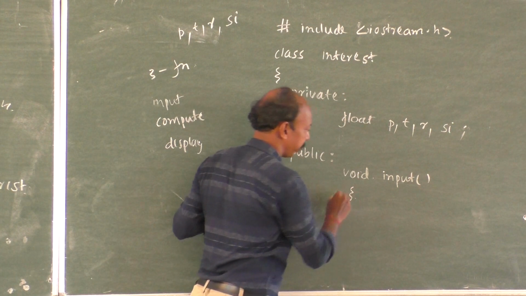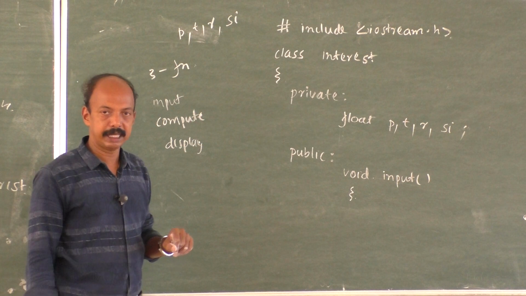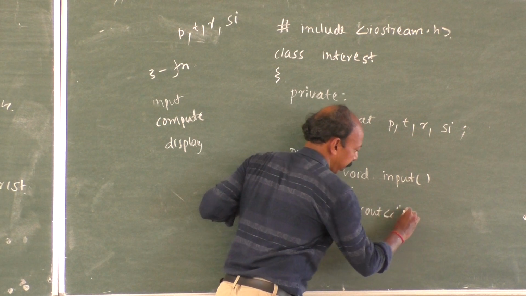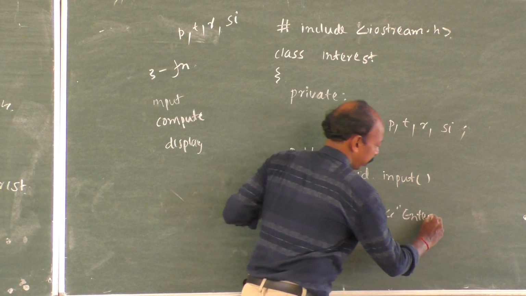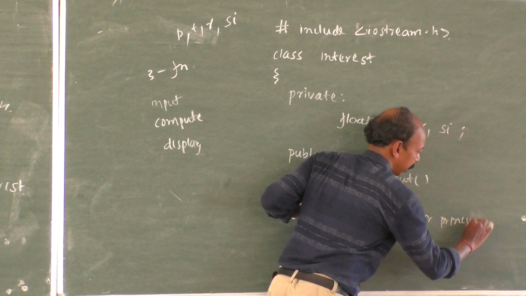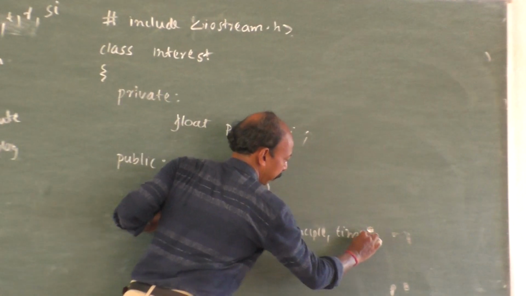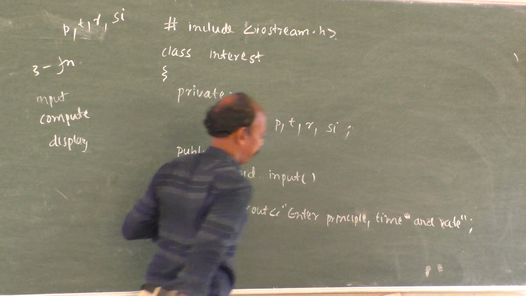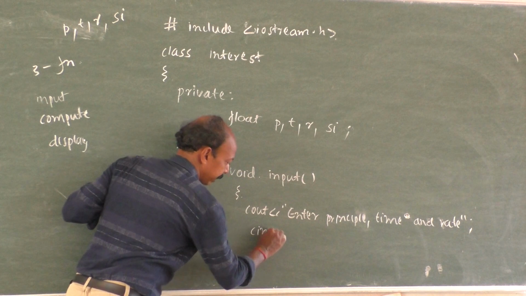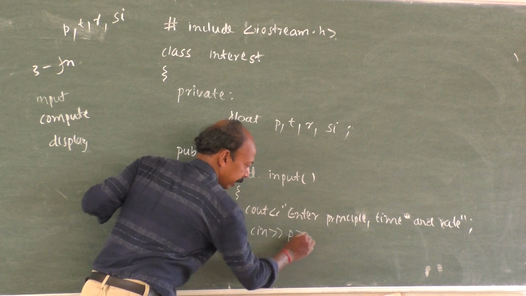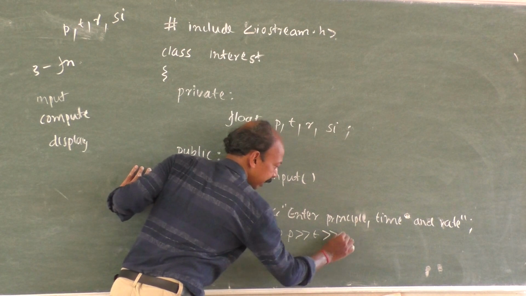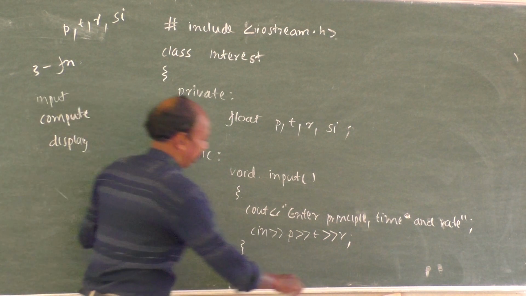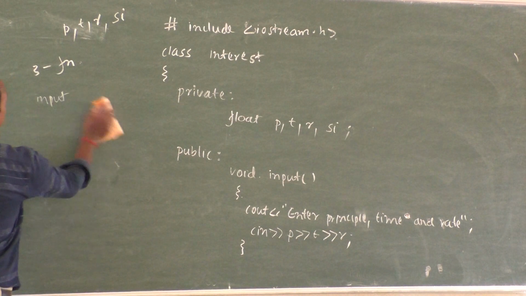What we need to do here, we have to input the values. Which values we need to input? Principal, time and rate. So cout enter principal, time and rate. So what we need to write here? Cin. Which variables? P, T and R. Let us close that. Let me continue here.